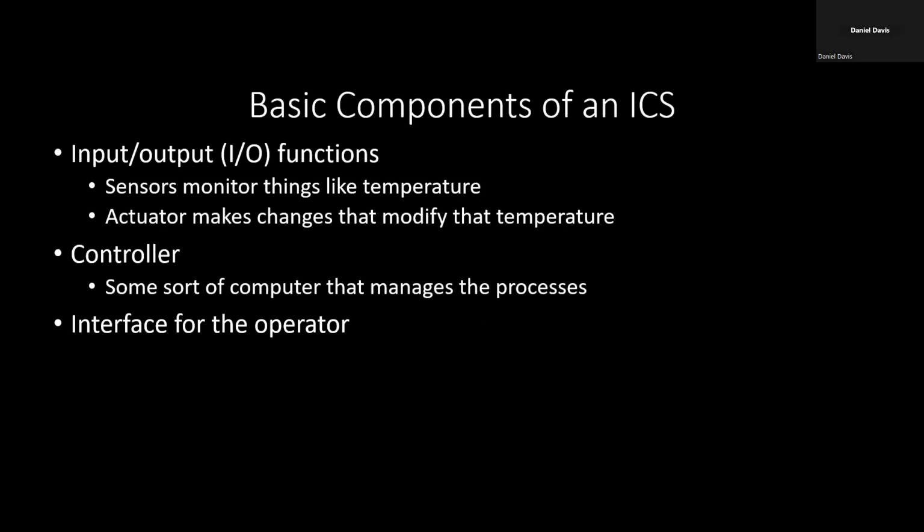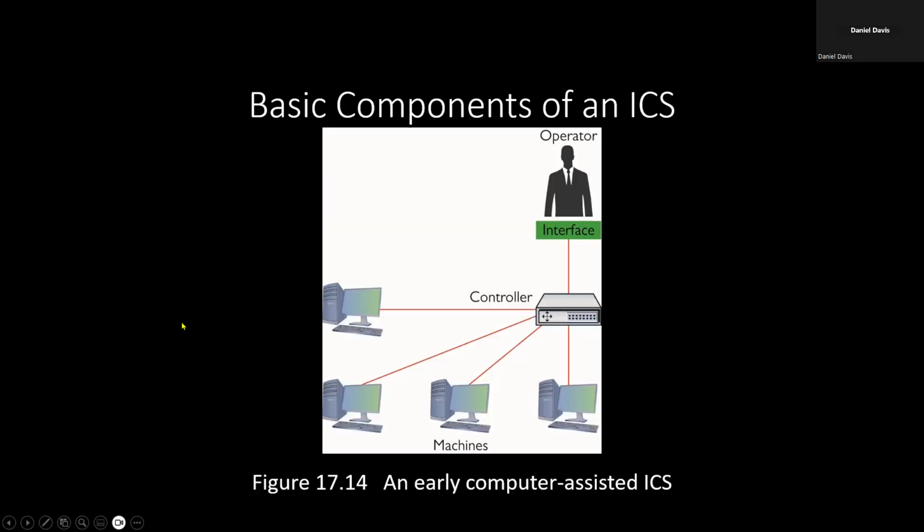Some basic components of an ICS system are inputs and outputs, or input and output functions. So sensors that monitor things like temperature, and actuators that make changes that modify the temperature. So again, you have a sensor that'll monitor temperatures, and then you'll have some kind of actuator that is capable of making changes to temperatures on a machine or some kind of system or device. A controller, some sort of computer that manages the process, and the interface for the operator. So just to recap on that, these are our basic components: some sort of input-output function, a controller, and an interface. And this is just an image that may help you visualize what that process is like.